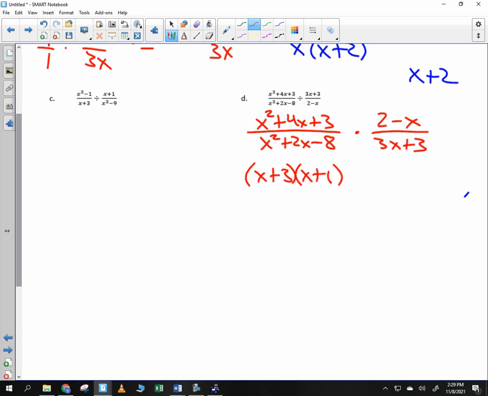I told you guys that on this test, I'll be looking for greatest common factor factoring. I'll be looking for differences of two squares. I'll be looking for trinomials. I won't be asking for grouping. I won't be asking for cubes. X squared plus 2x minus 8. How does that factor?